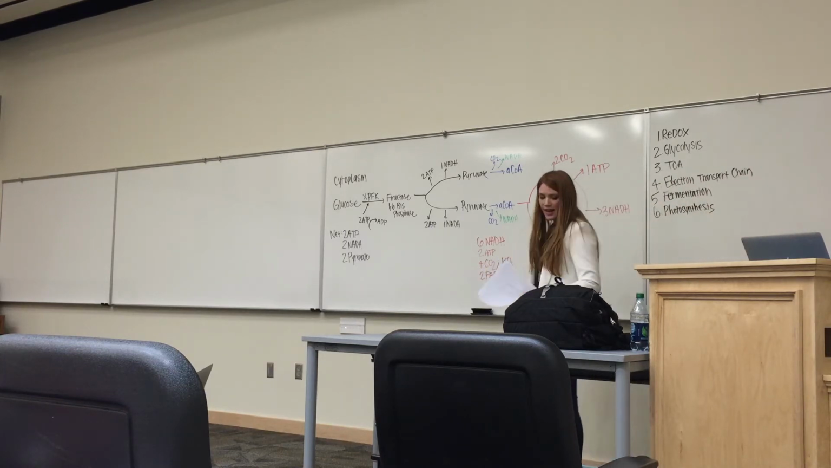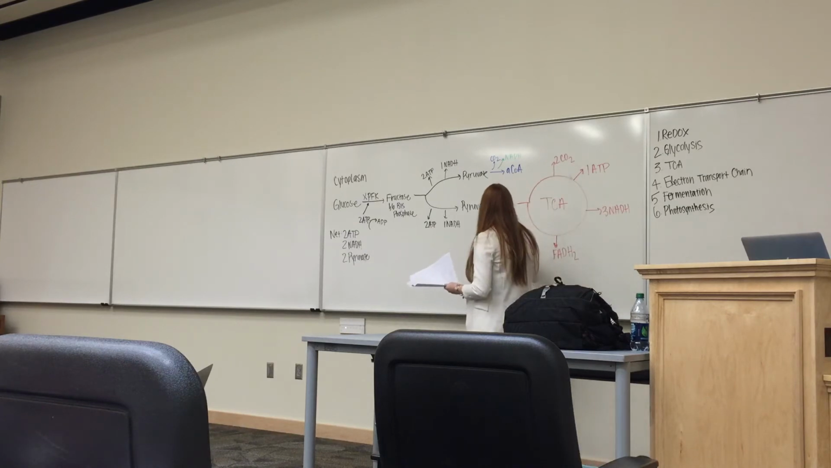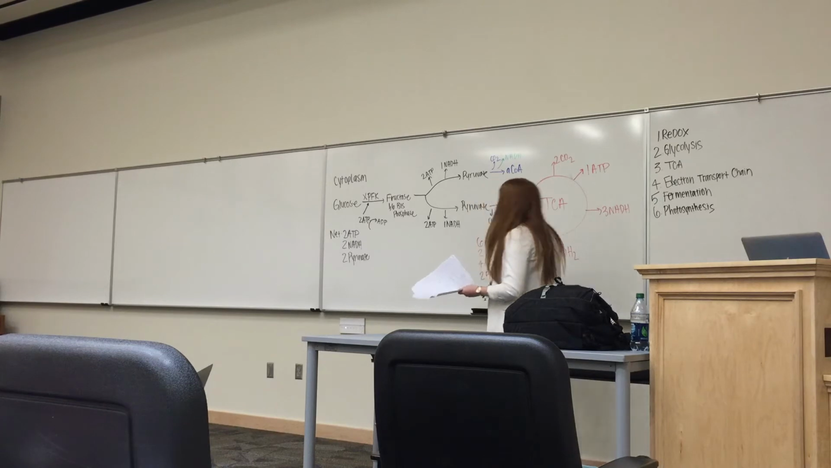If you're looking just at the citric acid cycle, then it's still 6. If you're counting these 2 carbon dioxide, then you will also do 8 NADH. So that's a good point, thank you.